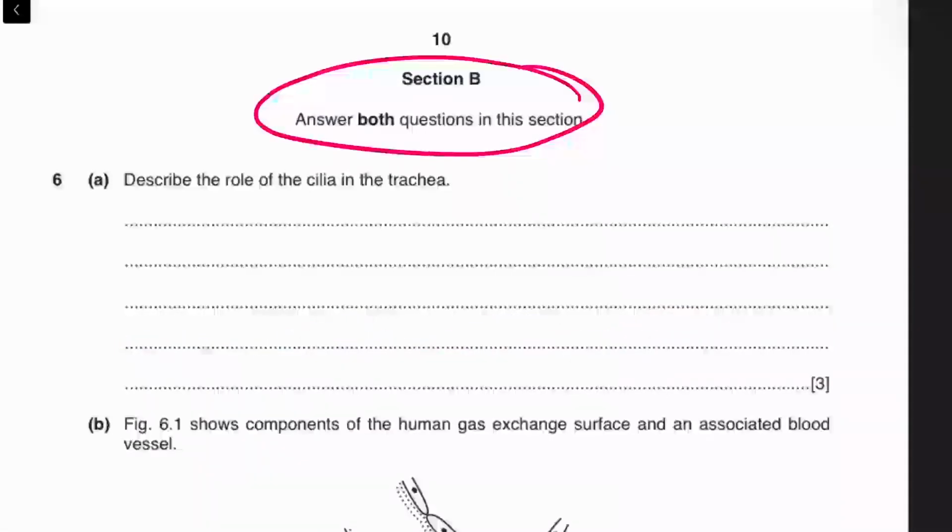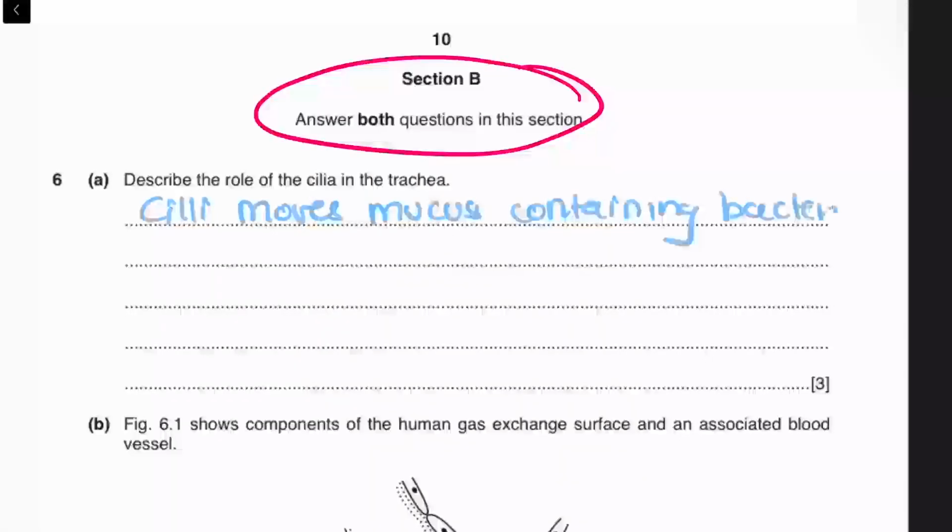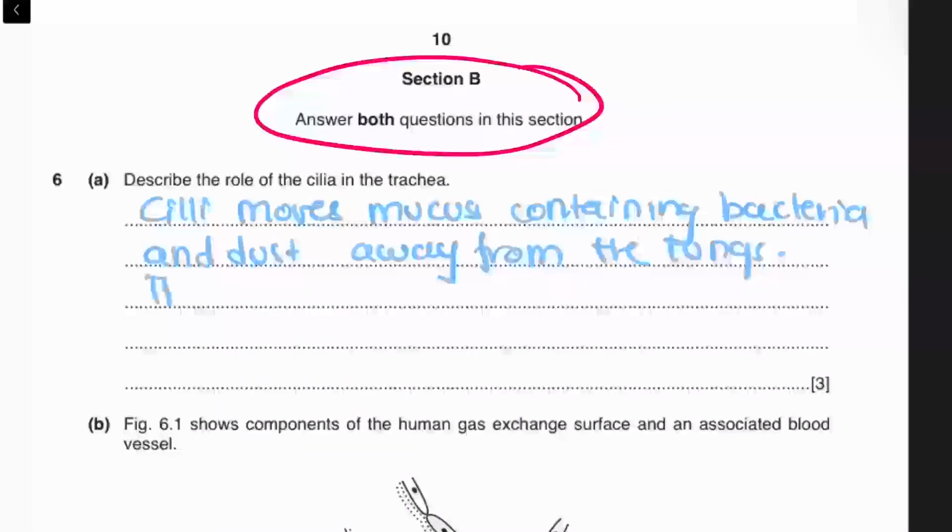So remember that. Cilia moves mucus containing bacteria, or you can say pathogens, whatever, and thus away from the lungs. This prevents infection.